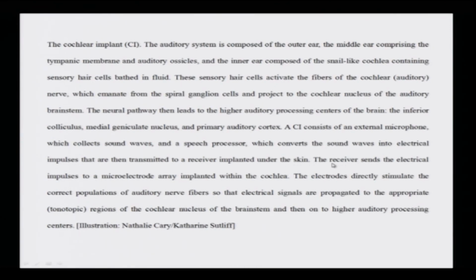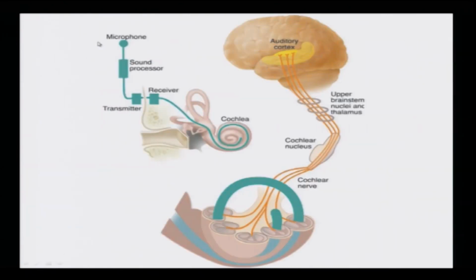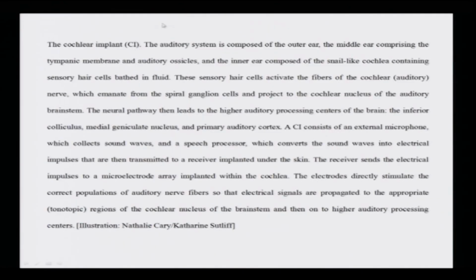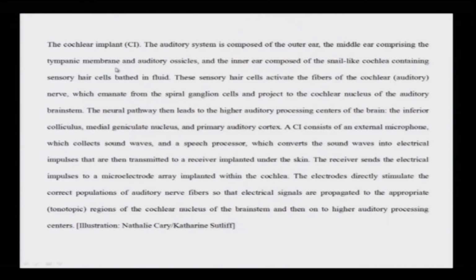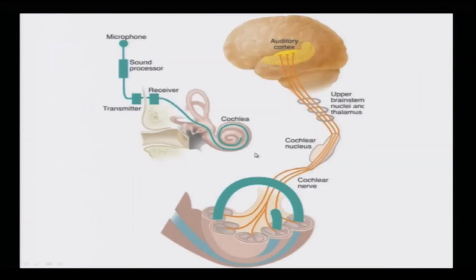If you read through here, what is happening is that a CI, which stands for cochlear implant, consists of an external microphone which collects the sound waves. So, this is what is collecting the sound waves. And a speech processor, the sound processor, which converts the sound waves into electrical impulses, which are then transmitted to a receiver implanted under the skin. Here is the receiver which is underneath the skin.